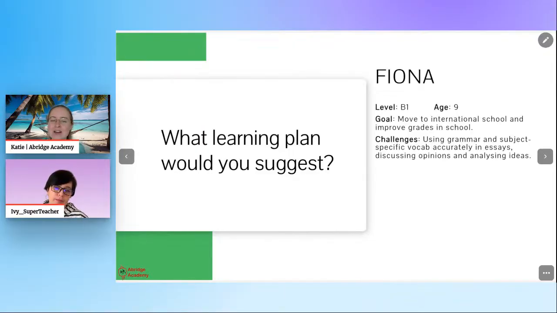While everyone else is thinking, maybe Ivy, I'm going to pass it over to you. This is one of my students, by the way, so I'm not going to answer. Ivy, what do you think? What would you do? I think it's a bit challenging because her speaking level is super high, but she does struggle with grammar and subject-specific vocabulary. I would expect that to be a challenge.